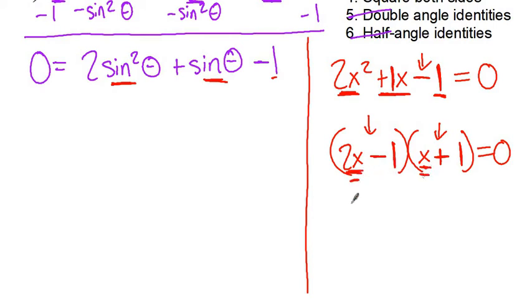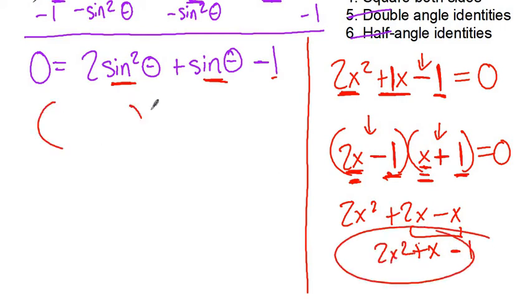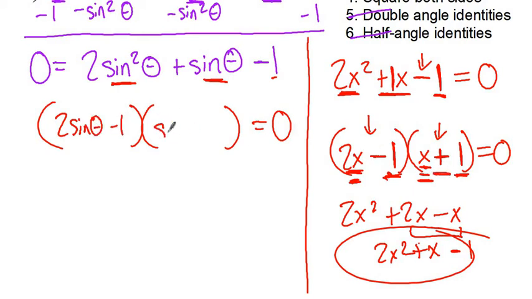So let's just test this. 2x times x is 2x squared. 2x times 1 is plus 2x. That's going to be minus x, so 2x minus x is just plus x, and then finally 1 times negative 1 is minus 1. So this does end up working, so let's apply that over here now. So I'm going to just put the equal 0 on the right side now. So 2x minus 1, that's the same as 2 sine minus 1. And then this x plus 1, remember we called x, we called that sine.